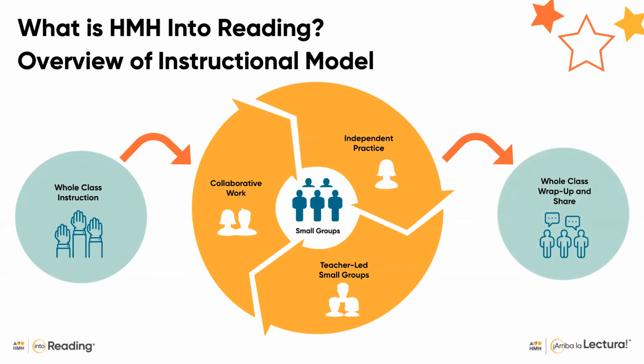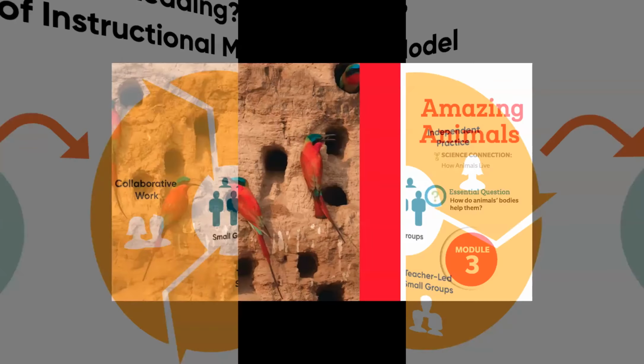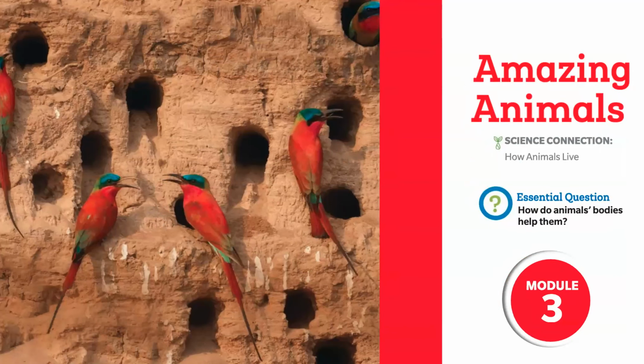So let's dive into a module of instruction. Into Reading is organized into 3 to 4 week modules of instruction. Each module is built around engaging topics and themes that are connected to students' science and social studies standards so that your student will have the chance to deepen their knowledge of important grade level topics as they build their skills as readers. In this presentation, we'll take a look at a module of instruction from first grade.